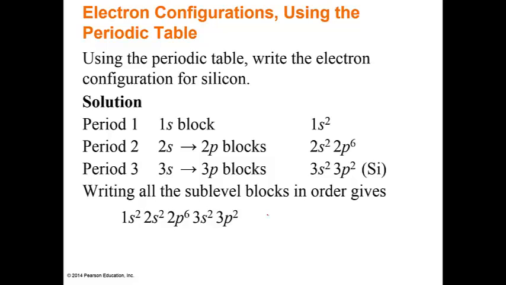Using the periodic table, we can write the electron configuration for silicon. So period 1, 1s block, period 2, the second S block, and the P block. So that gives us 2s2, 2p6, and finally we get into the third period, which is 3s and 3p blocks. So 3s2, 3p2. If we wrote the entire thing out, it would look like this: 1s2, 2s2, because we've got 2 electrons in each one of those, 2p6 at that level, so we have 6 electrons, our 3s2, which we completely fill, and then our 3p2, which is not completely filled yet because we know that a p sublevel can hold up to 6 electrons.